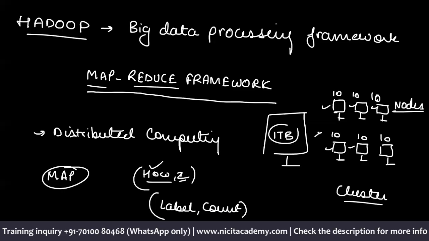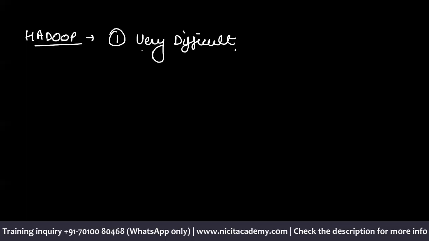But there were a lot of problems with Hadoop. Hadoop had a lot of problems. First one, it was very difficult to write your MapReduce jobs. It was very complex. All right. So it was a very complex task. People found it really hard to write these programs for the map phase and the reduce phase.